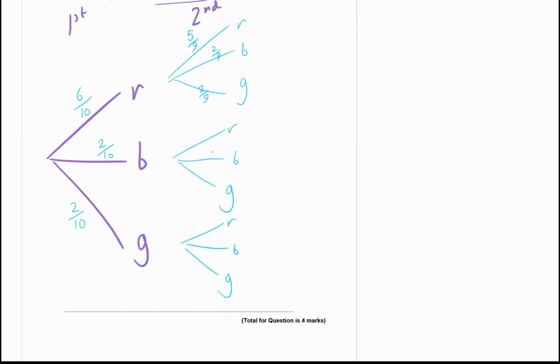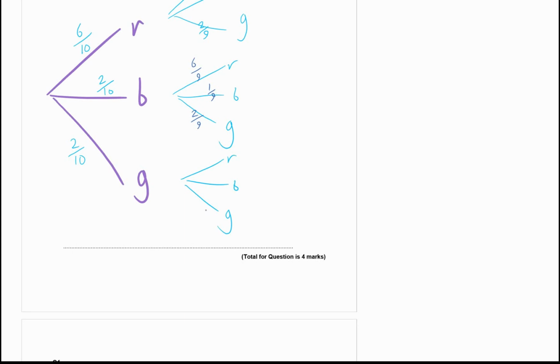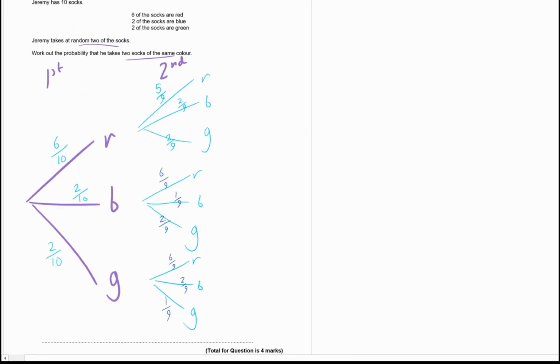Then you do the same for the rest, so I'll just skip through this. So I've got a blue sock, which means I've only got 1 out of 9 left, and these top numbers aren't going to change. I've got a green sock down this branch, so there's only 1 green sock left and 9 altogether, and these top numbers aren't going to change again. So that's my tree diagram. Pause if you're not sure what I've done there. Now on to the question.